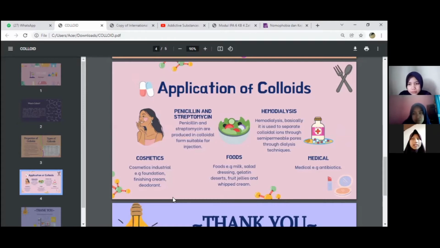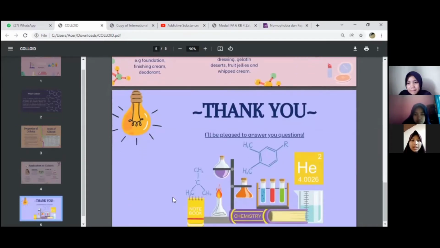Hemodialysis, if I'm not mistaken, is used for cuci darah, blood washing. Yeah, like that. That's the application of colloids. So this is the last slide.